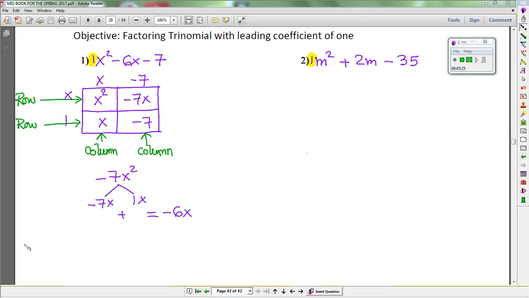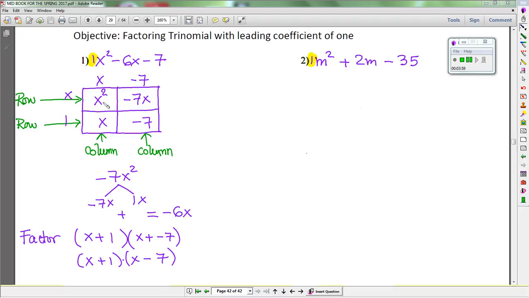So therefore, you can conclude that your factors are the product of the sum of each. Let's start with the row first. I'll have x plus 1 and then x plus negative 7. Now you can go back and simplify. So that will give you x plus 1 times x minus 7. Now you also can check it.